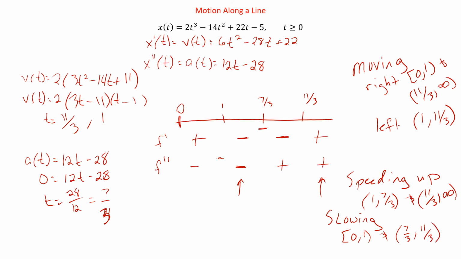So from 7/3 to 11/3, the velocity is increasing, but the velocity is still negative, so it's increasing towards 0, so it's coming closer to a stop. So that's why it's slowing. So that's motion along the line. Again, the first derivative stuff is nothing we haven't done. Putting the second derivative stuff with it is an extra thing, but it's not really an extra new thing.